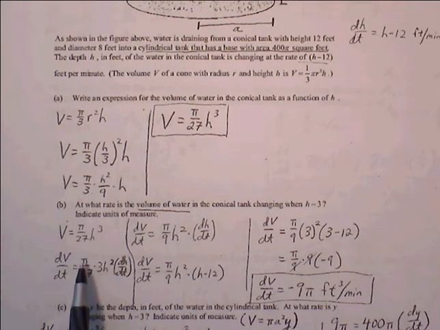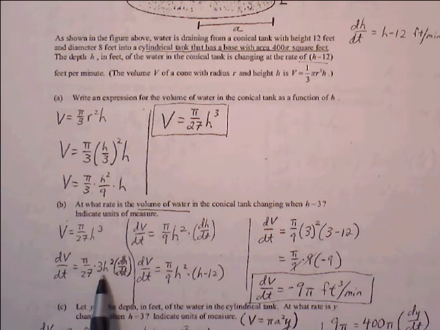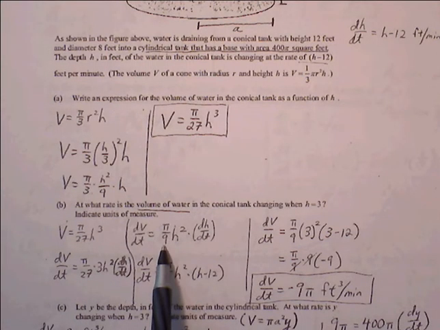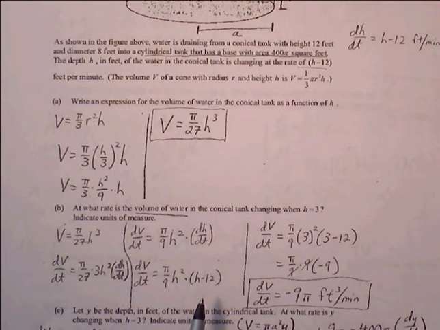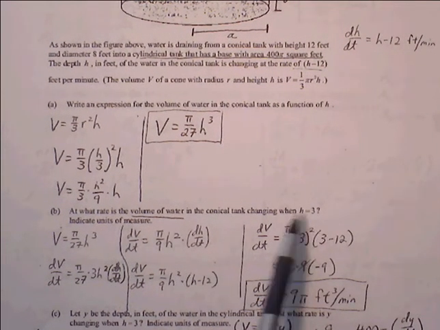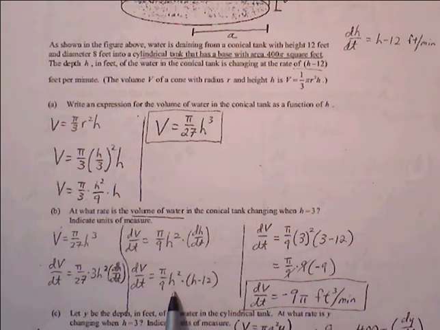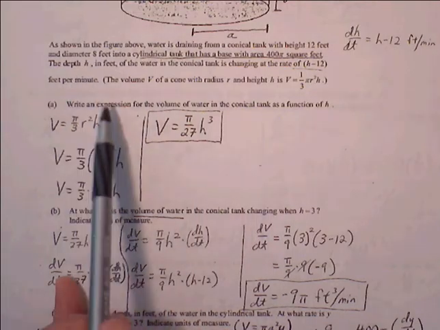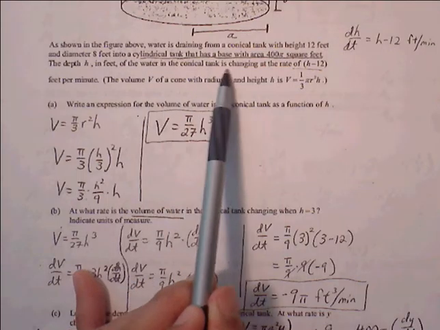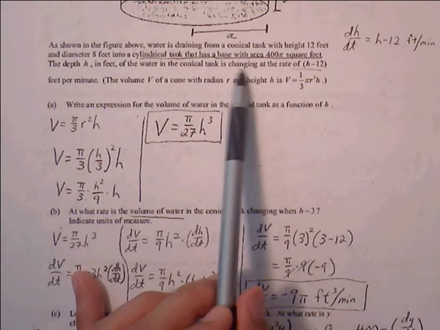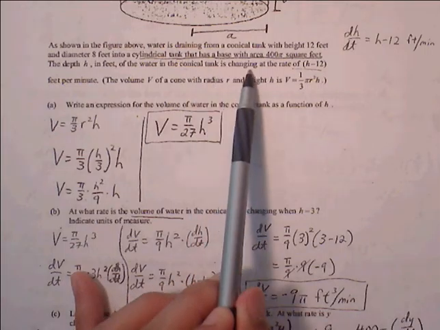Pi over 27's coefficient just stays. We find the derivative for our h cubed, which becomes 3h squared dh dt. Simplify, we get 3 over 27 reduced to be pi over 9 h squared dh dt. All right, so at the moment when h is equal to 3, we know h can be replaced with 3. And we know dh dt can be replaced with h minus 12, because we're told that the depth, or h, is changing at a rate of h minus 12. So we're told in the description what dh dt is.